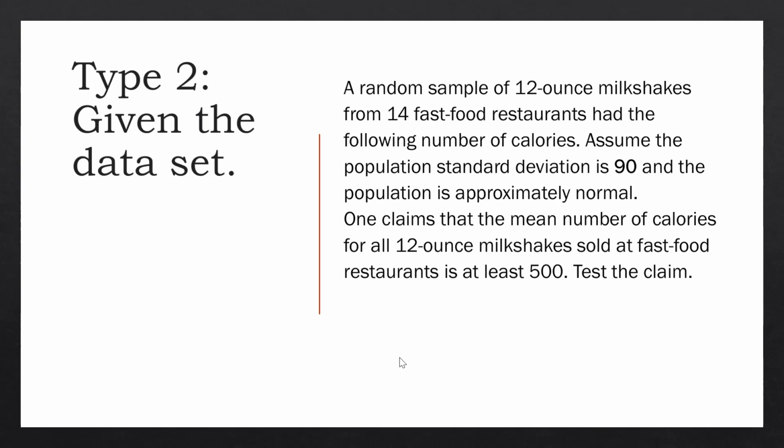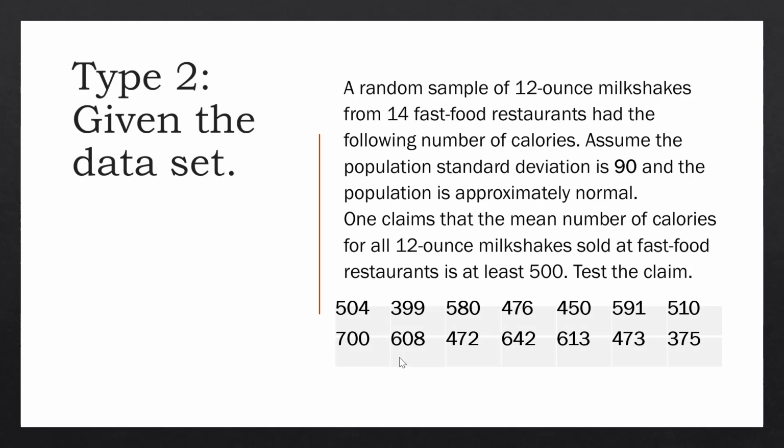Alright, so that was the first type. Now for the second type: a random sample of 12 ounce milkshakes from 14 fast food restaurants had the following number of calories. Assume that the population standard deviation is 90. The population is approximately normal. One claims that the mean number of calories for all 12 ounce milkshakes sold at the fast food restaurants is at least 500. Test the claim. And we are given the data set here.